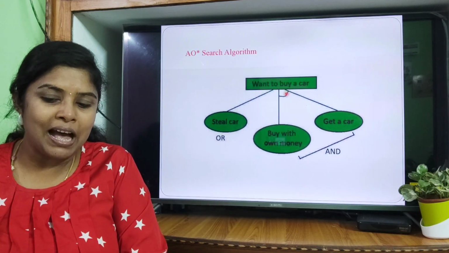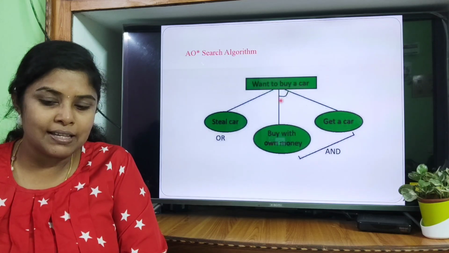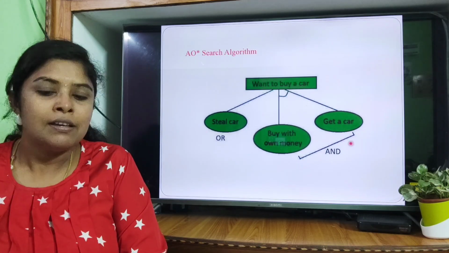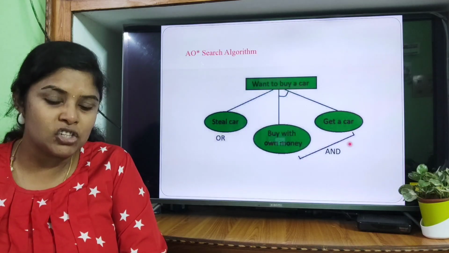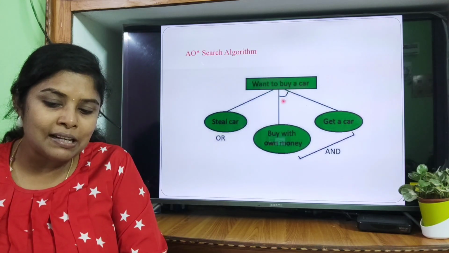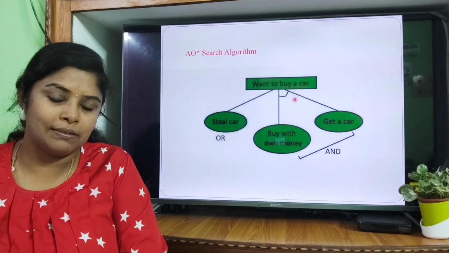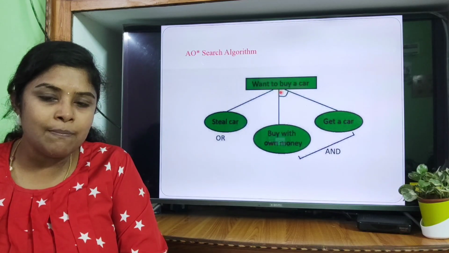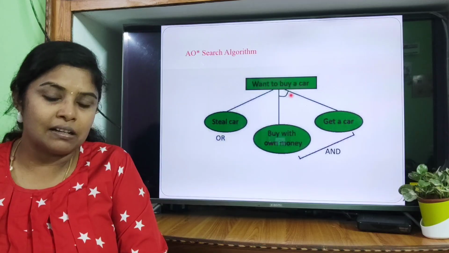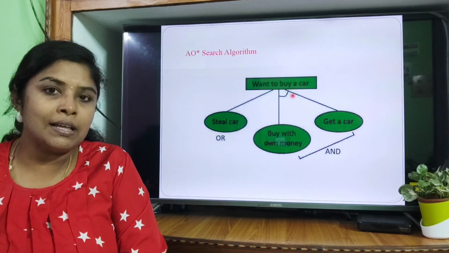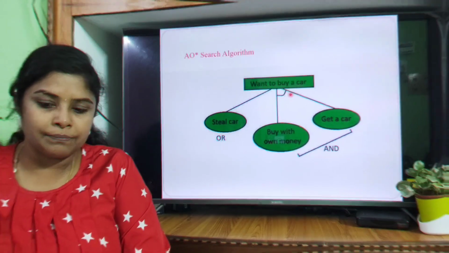So here we have an arc. This arc is nothing but the AND condition. While the tree is being explored by the AI agent, it needs to consider these two as a single path. Although we can see that three branches are here, this AND condition and this arc refers that we need to consider it as a single path.